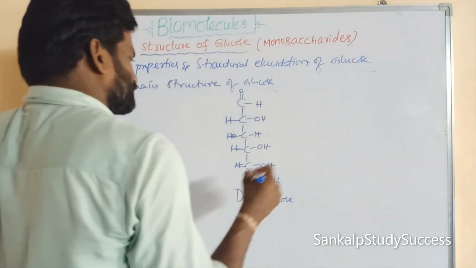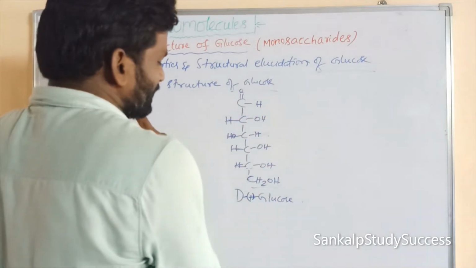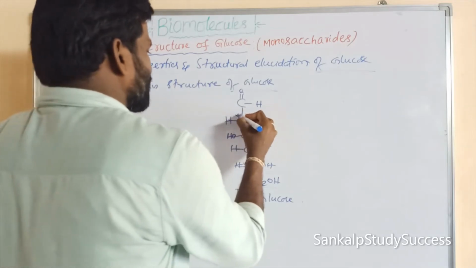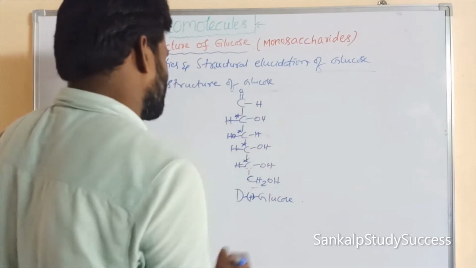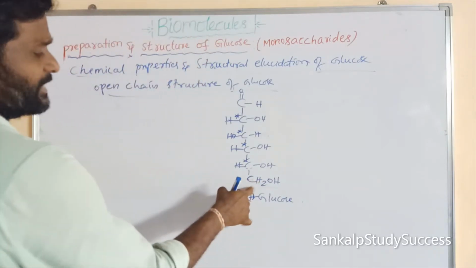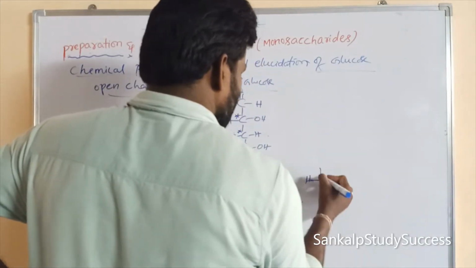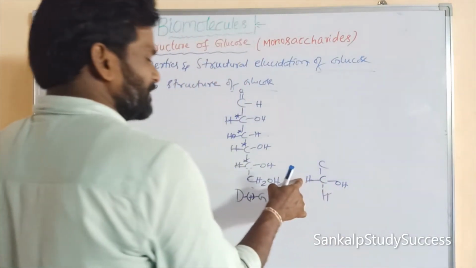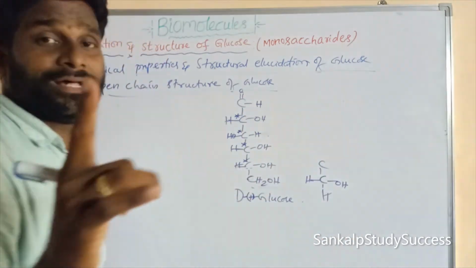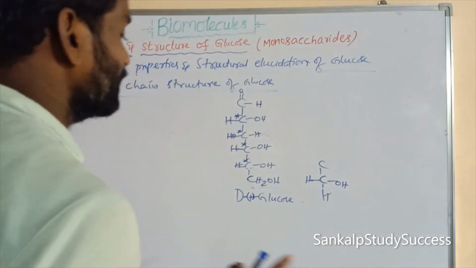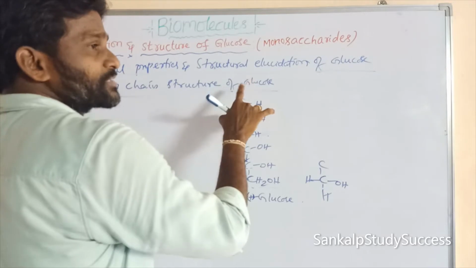This is the open chain structure of glucose. In the open chain structure of glucose, how many asymmetric carbons are there? This is the asymmetric carbon: 1, 2, 3, 4. So 4 asymmetric carbons. This one is not an asymmetric carbon. Why? It contains 2 hydrogens, H2 and C, and the 2 hydrogens are the same. What is an asymmetric carbon? The 4 attached groups of the carbon are different. So this is not asymmetric. This is also not asymmetric; the double bond O can be written as two O's, which are the same.